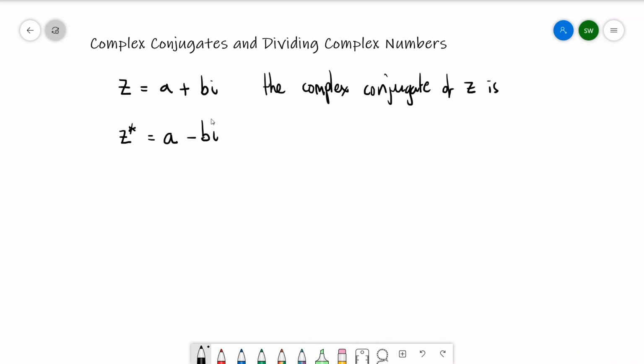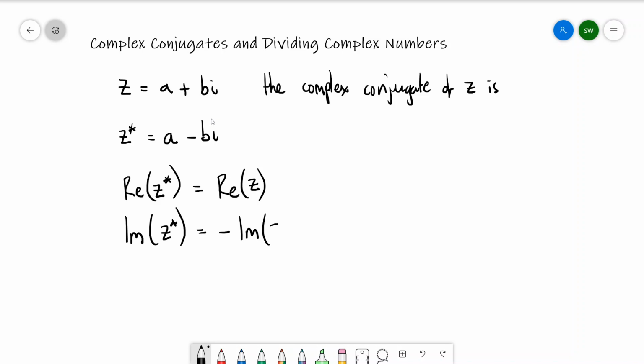Another way of thinking about that, or writing that, would be to say that the real part of the complex conjugate, so the real part of z star, is the same as the real part of z. A hasn't changed. But the imaginary part of z star is equal to minus the imaginary part of z, because the imaginary part of z was b, and we times it by -1 to get the imaginary part of z star. Minus b equals minus b.